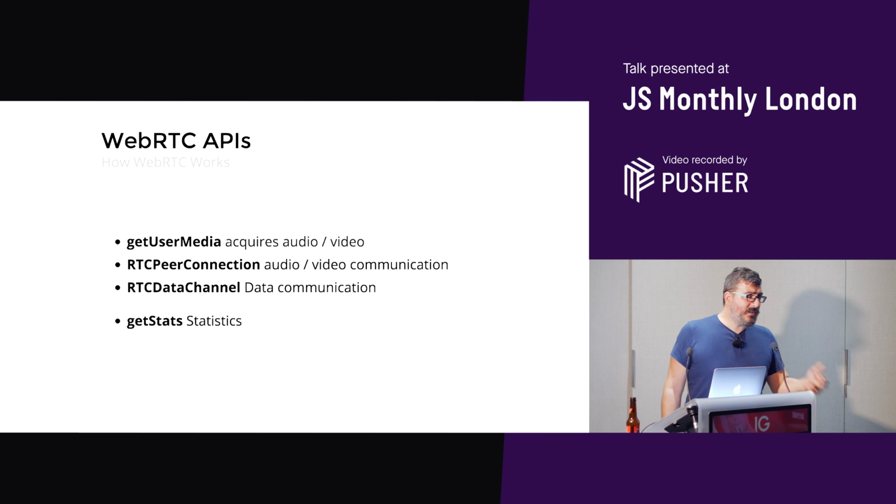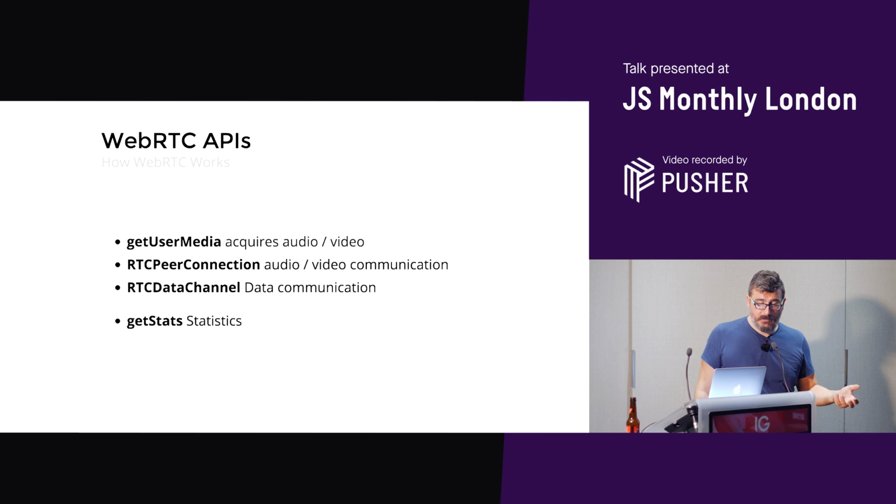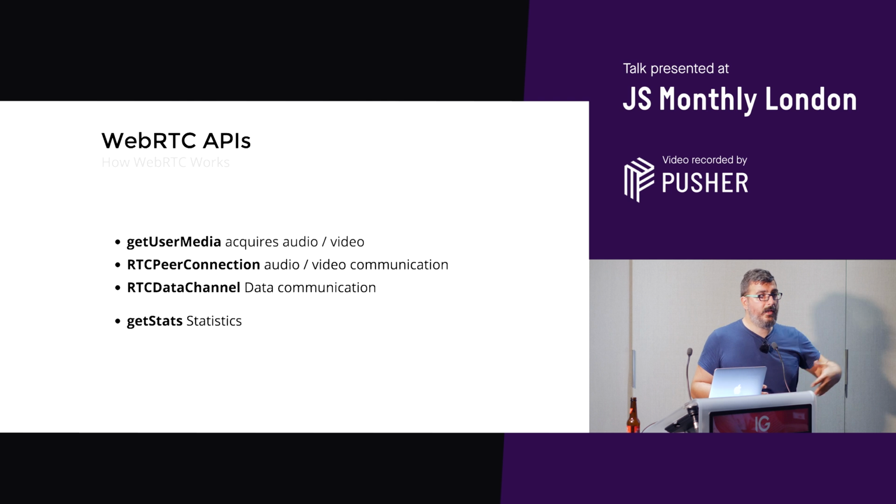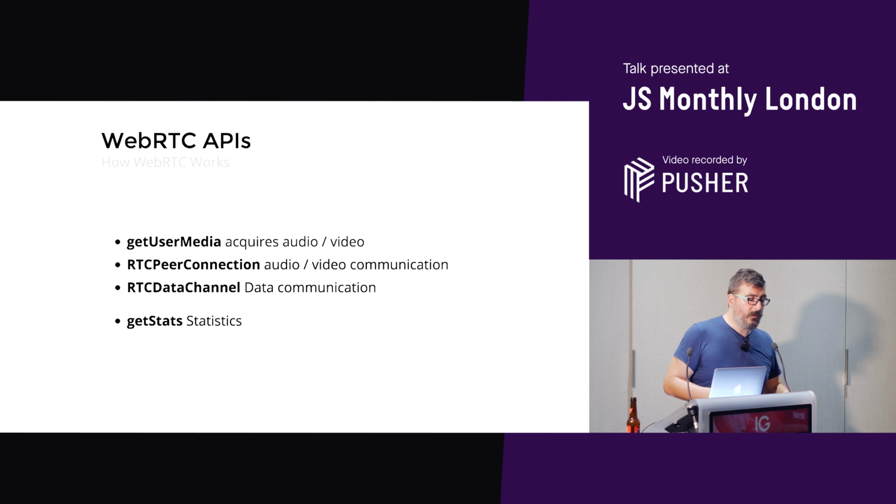So, WebRTC, we basically get 3 new APIs. We have the Get User Media, which acquires audio and video from our browser. So that is the API we're going to use to launch the give-me-permissions dialog, allow this website to give permission to your microphone, to your camera. We have the RTC peer connection, which is establishing a connection with the other peer and exchanging video and audio streams. And we have the RTC data channel, which is for data communication.